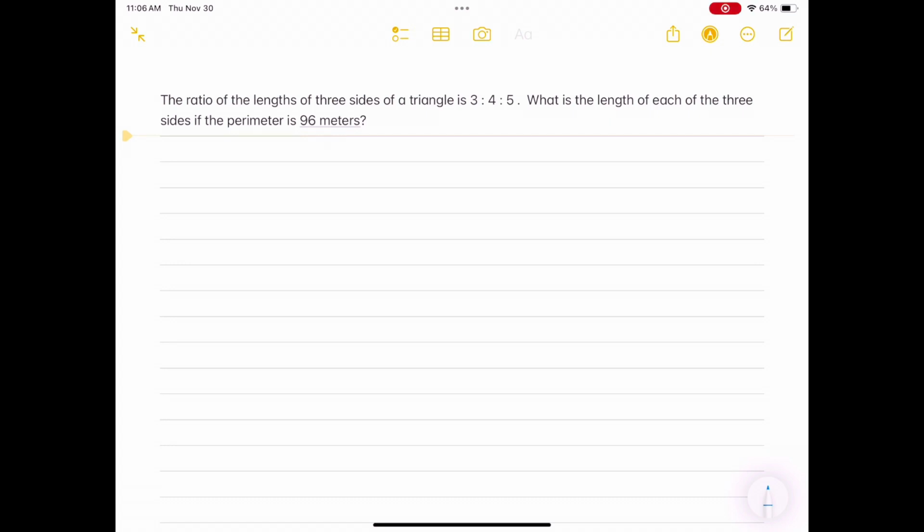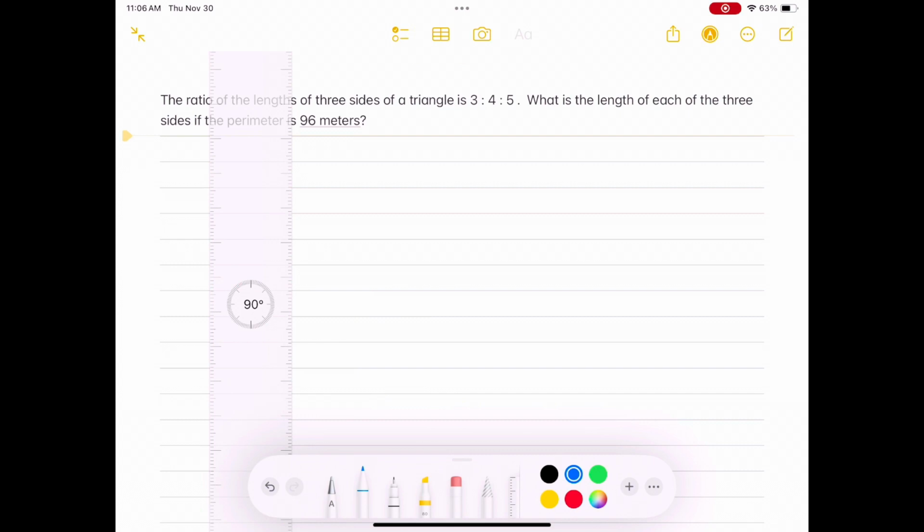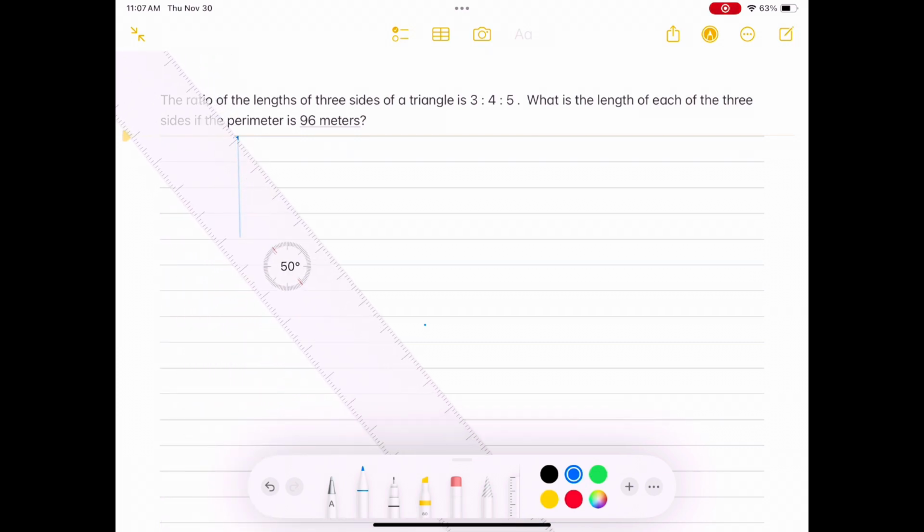The ratio of the lengths of the 3 sides of a triangle is 3 to 4 to 5. What is the length of each of the 3 sides if the perimeter is 96 meters? Whenever we have a word problem like this, it's best to start out by drawing a picture of the problem. So I draw a triangle. It's helpful to use a straight edge when we draw our figures, because we can see the problem more clearly that way, and then we can think more clearly about the problem.